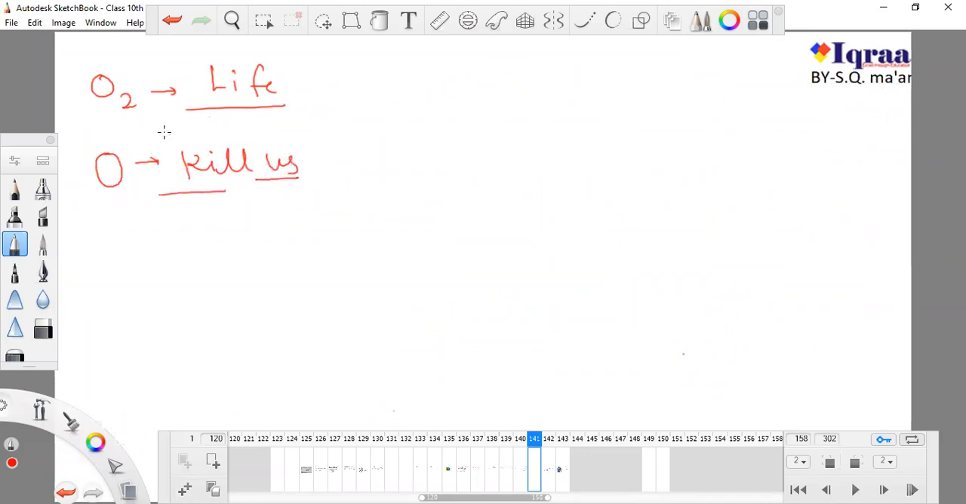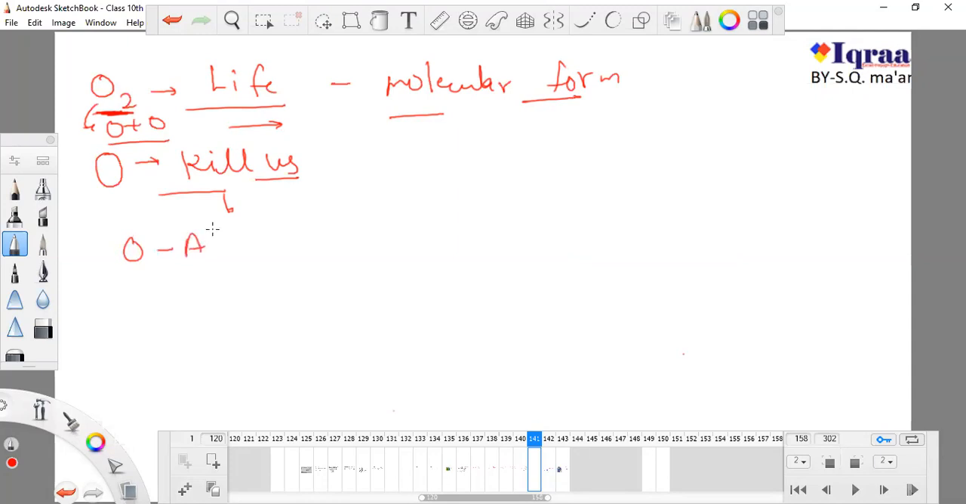When you take oxygen in molecular form, it gives us life. But if this oxygen breaks down into O plus O, it can take our life. This is molecular oxygen, because it is a molecule of two atoms of oxygen, and this is atomic oxygen. This atomic oxygen is dangerous, it can take our lives.